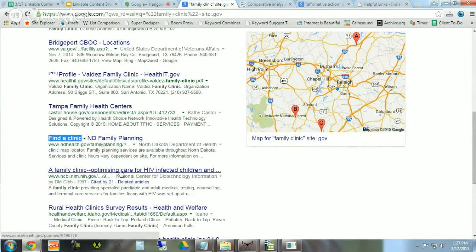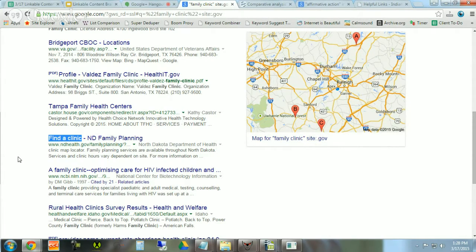Family clinic optimizing care for HIV infected children. Okay, that's amazing. So a collection of family clinics in the U.S. that specialize in care for HIV infected children, like that list in itself. So the topics are HIV, children's health, and health services, I suppose. But the content then is a list or a searchable locator sort of thing, like we talked about with the photo booths. That could be highly, highly linkable.